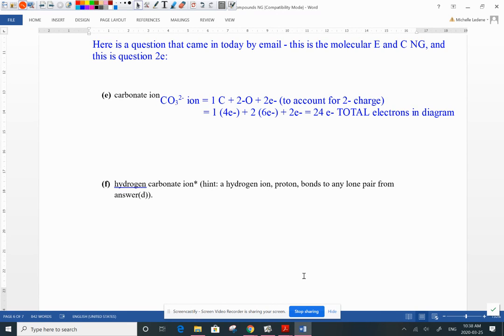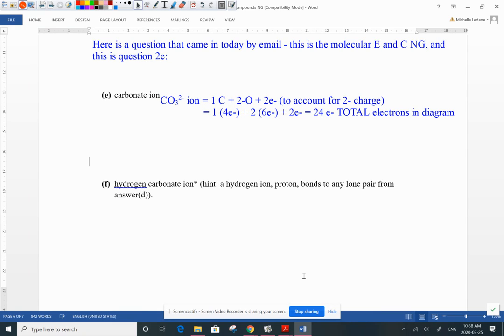Hey, I had a question come in today by email, and we're taking a look here at the Molecular Elements and Compounds Notes Guide. We're looking at question 2E, and the question was about this carbonate ion, wondering, number one, does it have a full octet? And number two, how do you draw it and where do the electrons come from? I'll walk you through how I solved it.